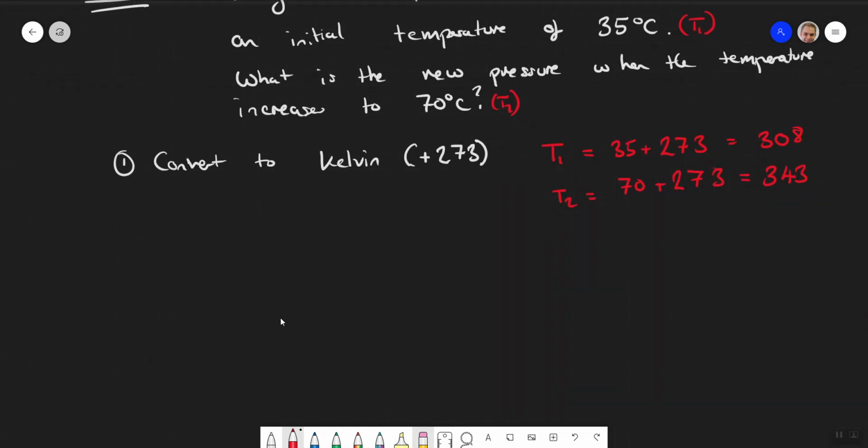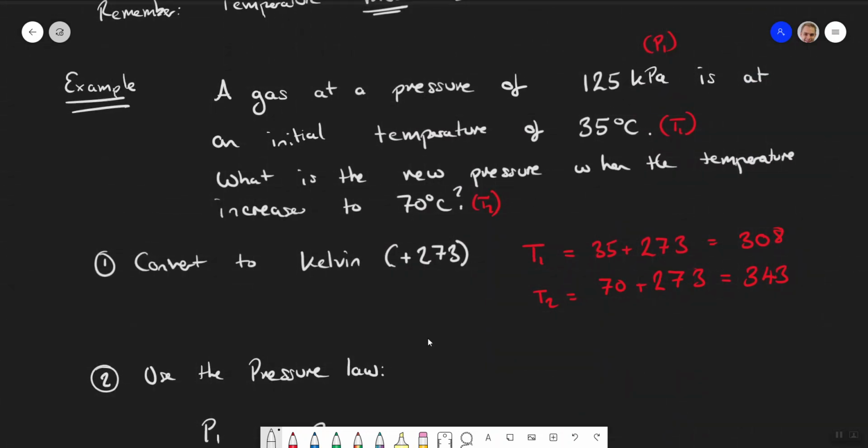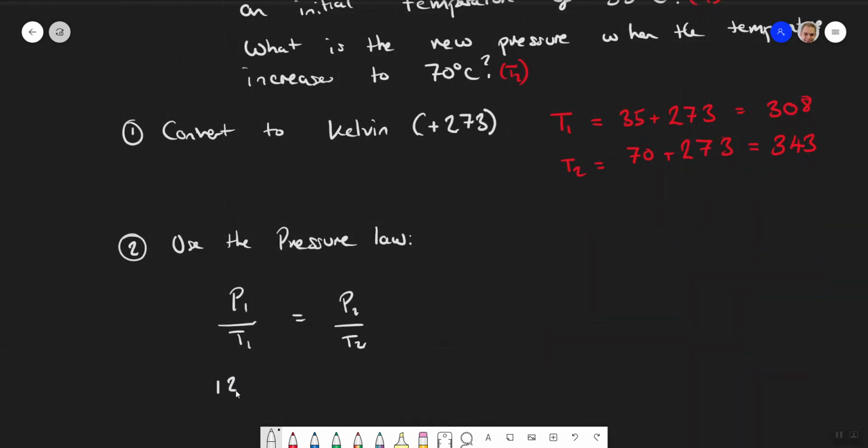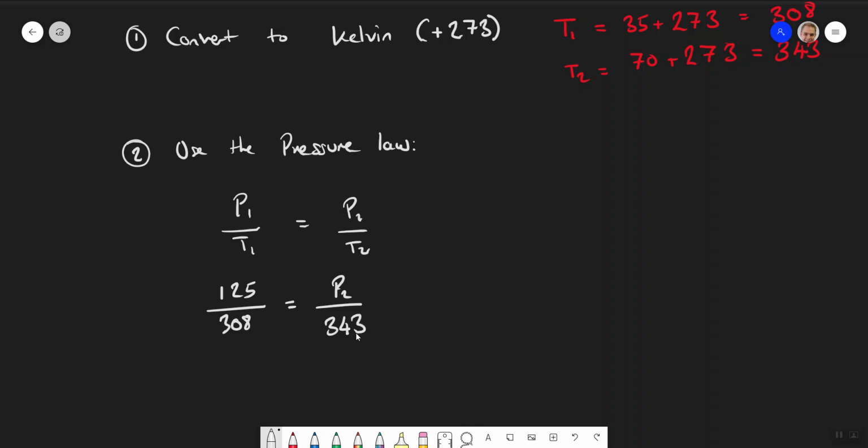So now we're in a position to use the pressure law. Okay, and that means we're going to use P1 over T1 is equal to P2 over T2. We can insert our numbers, so pressure 1 is 125, so that gives us 125 over our initial temperature, which is 308, is equal to our second pressure, which we don't know, over 343. So we've got 125 divided by 308 is equal to something divided by 343. And what we can do is use cross multiplication, and that will bring this up to there.